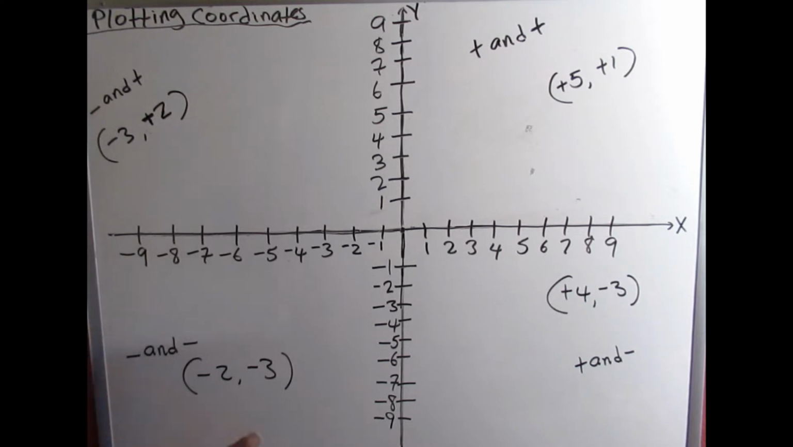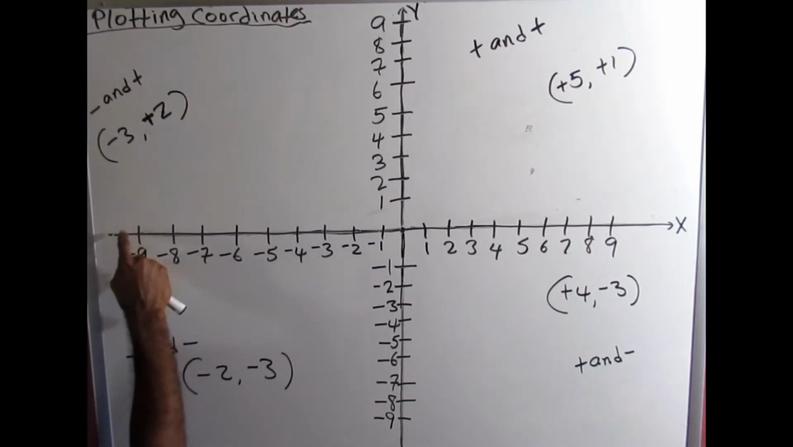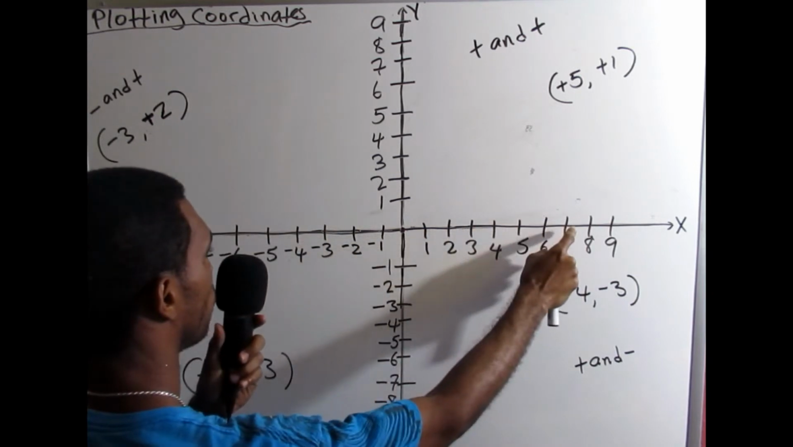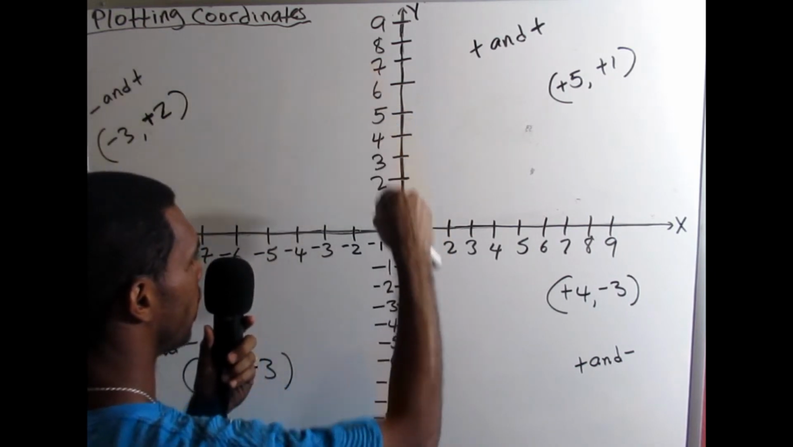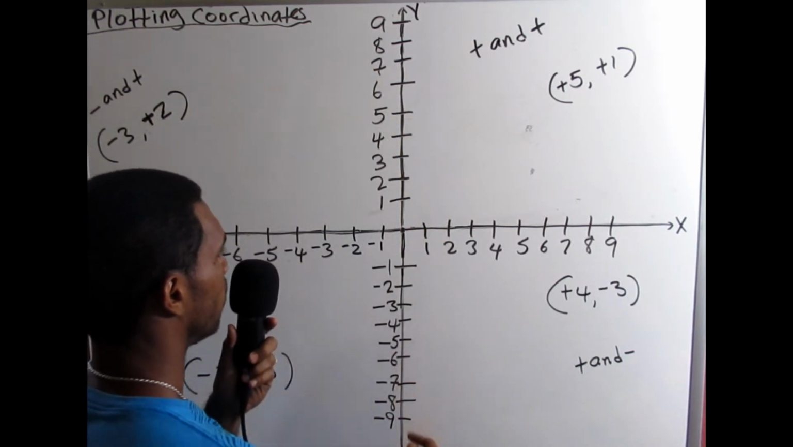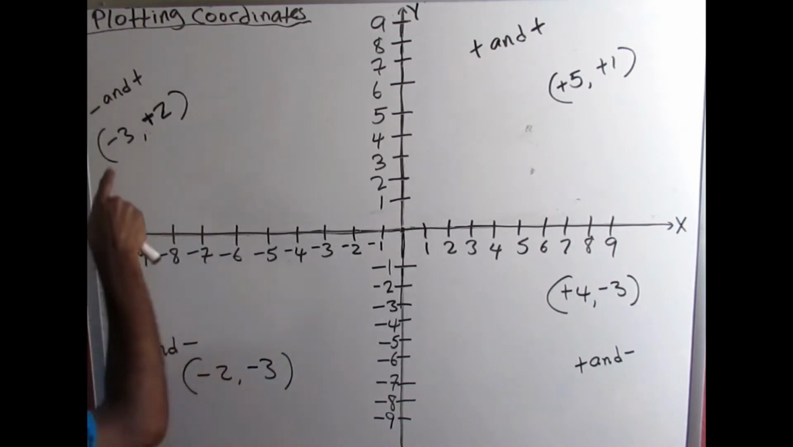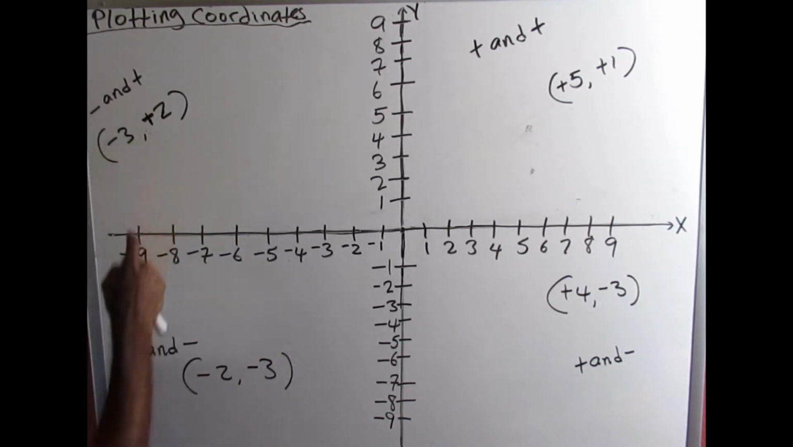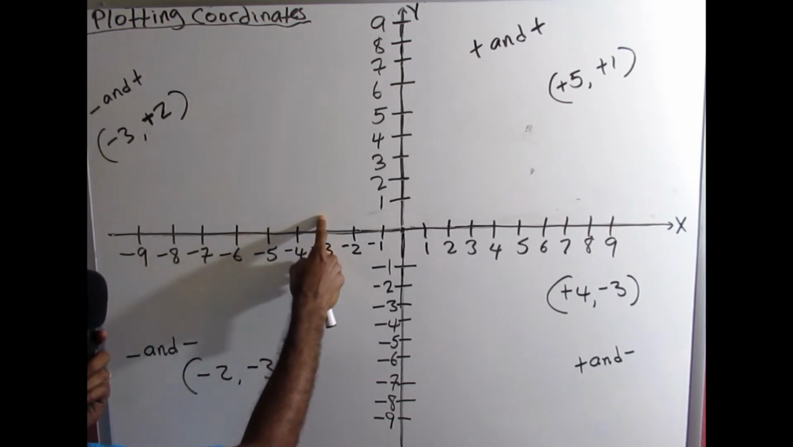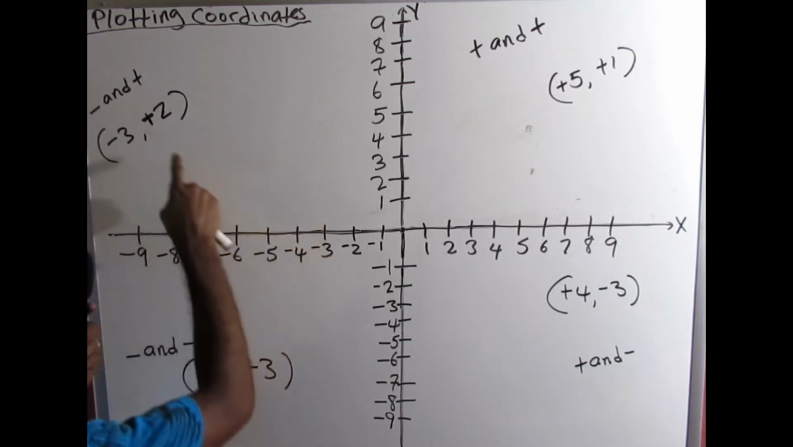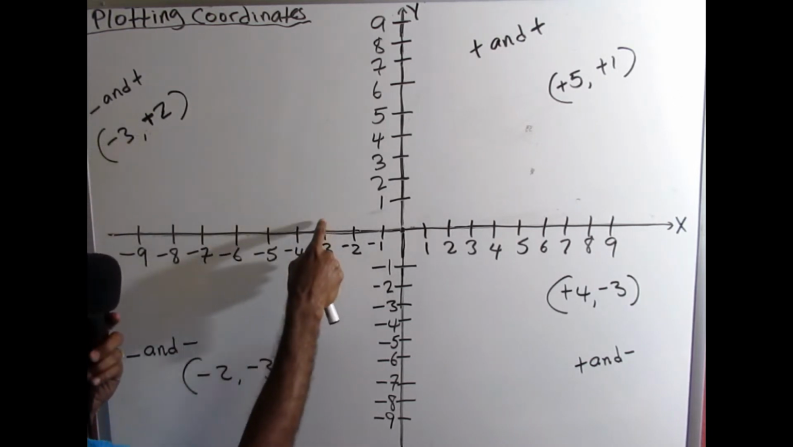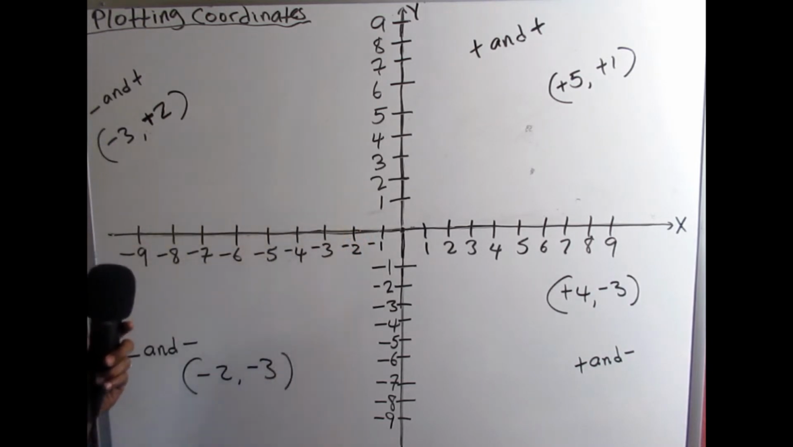Whenever you're plotting a coordinate, always remember that you're going to start on the x-axis first. So you're going to find a number on the x-axis, then you'll go up and down to the y-axis, depending on the number that you're looking for. So a good example, if we're looking for negative 3, positive 2, first thing we have to do is to locate the negative 3 first on the x-axis. Then we're going to locate the positive 2 on the y-axis. And that goes for each and every one. You'll always locate your x-axis first.